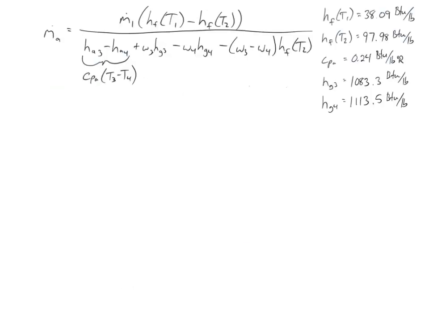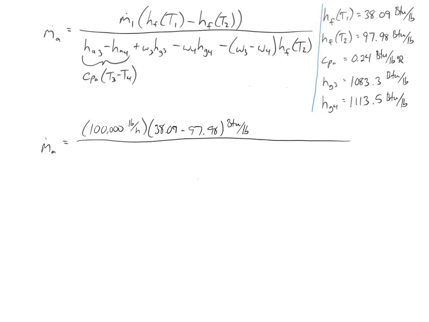All right, so I copied over the equation that we're going to plug our values into, and then I looked up our values here. So let's write this all out. We got the mass flow rate of our air is equal to the mass flow rate at state 1, so that's our 100,000 pounds per hour, multiplied by 38.09 minus 97.98, and those are all BTUs per pound, divided by 0.24 BTUs per pound degree Rankine, and our temperature difference, T3 50 minus T4 at 120. That's degrees Fahrenheit, and it's going to cancel with degrees Rankine because it's the same interval as we're looking at the difference.